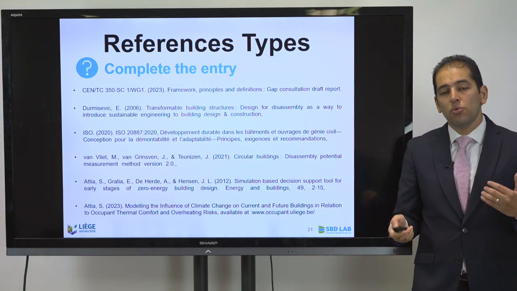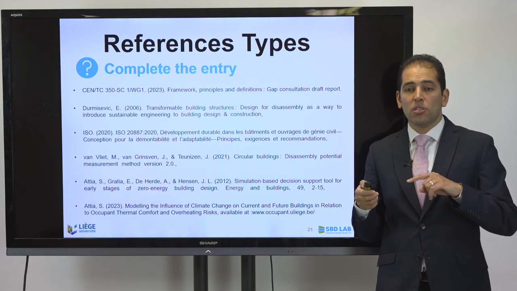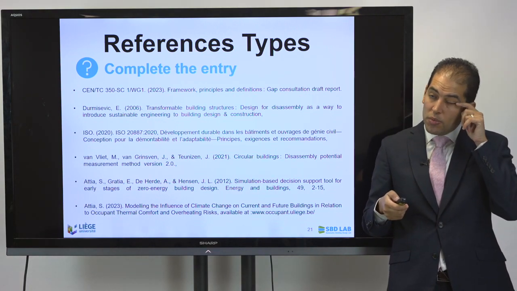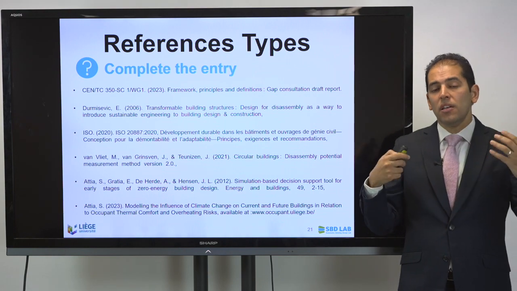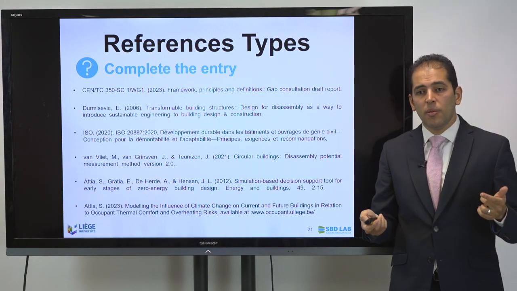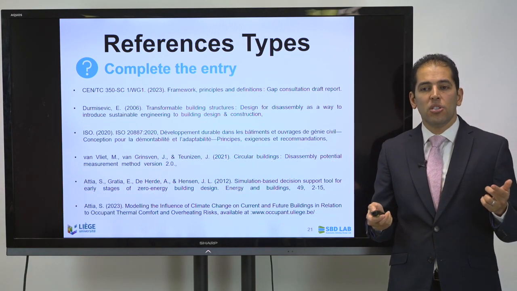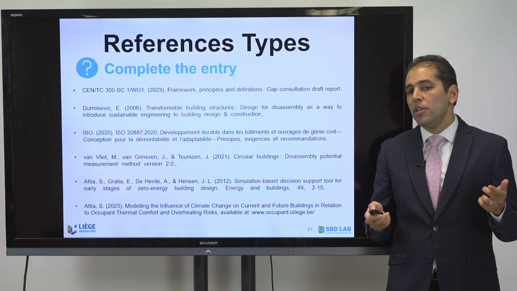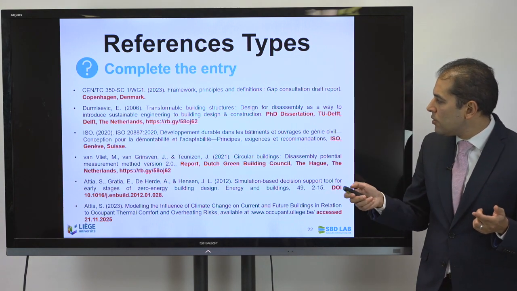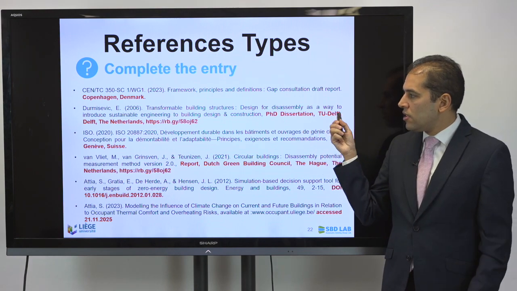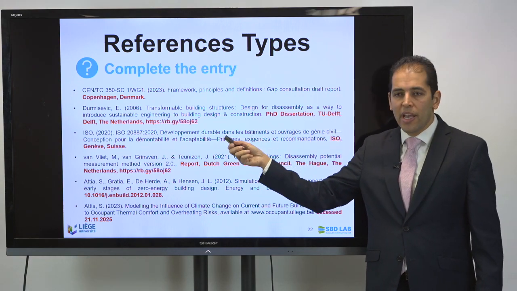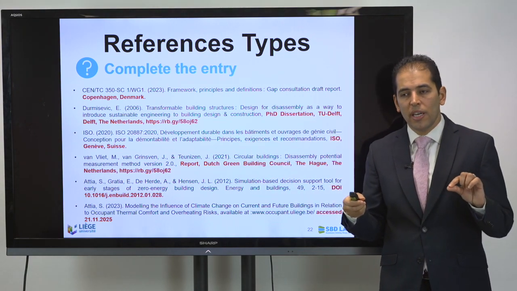So we need to complete the entries, and we must go back to the reference management software and add the additional information, revise the type so that this missing information must come up. If I have a PhD, as you can see, the PhD must be written PhD dissertation, TU Delft, the Netherlands, and then I have the URL shortened, HTTP.